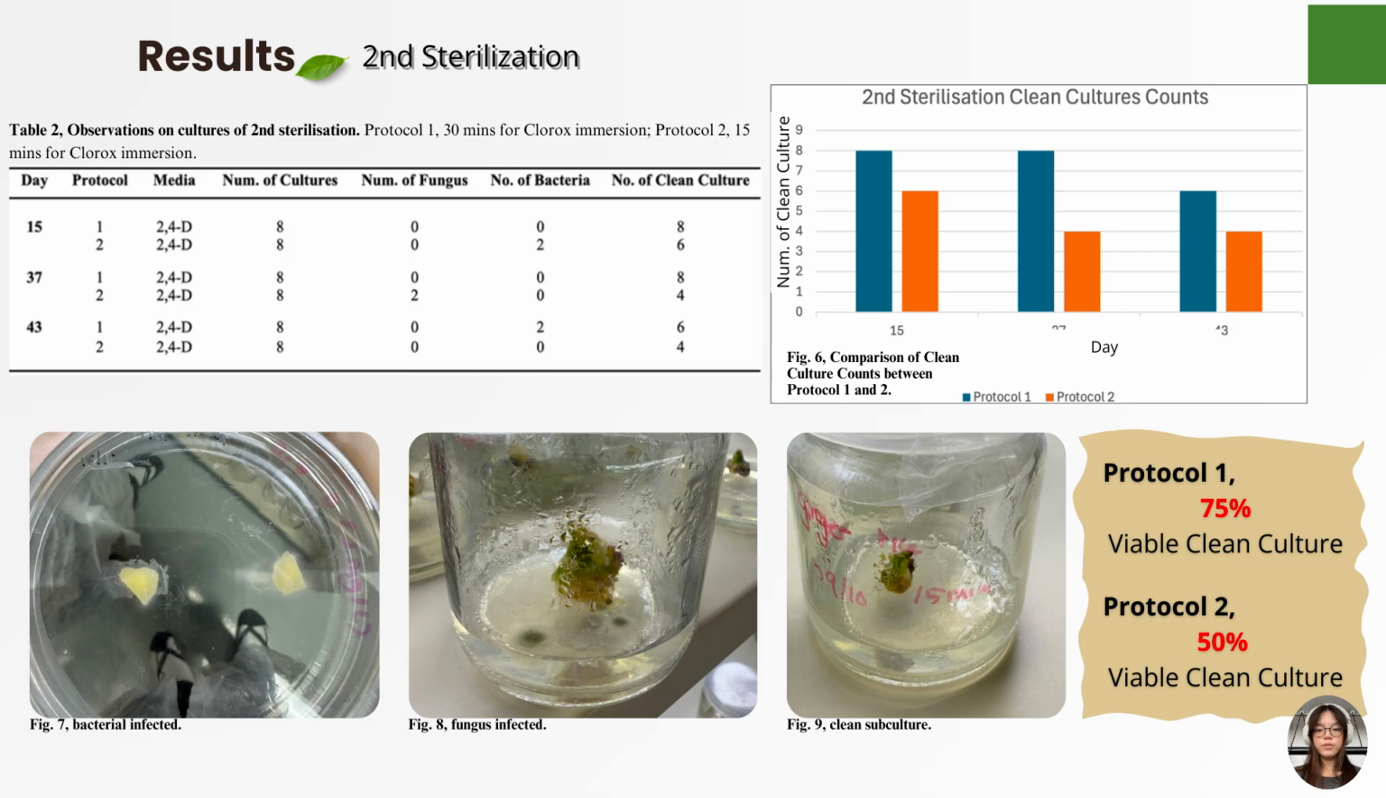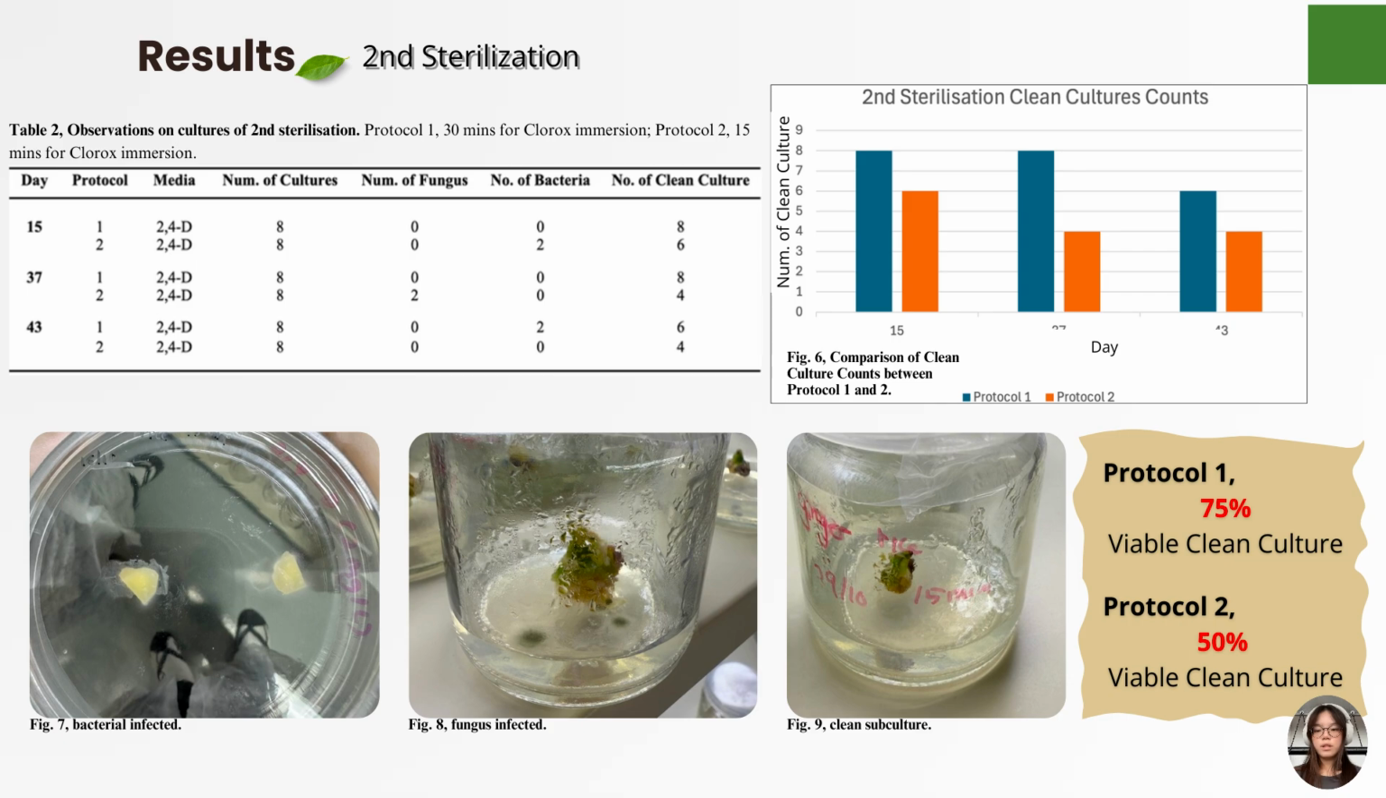Okay, now is the result for second sterilization. We had observed our cultures across 43 days, and figure 6 is the comparison of clean culture counts between protocol 1 and protocol 2. We have prepared 4 replicates for each protocol.